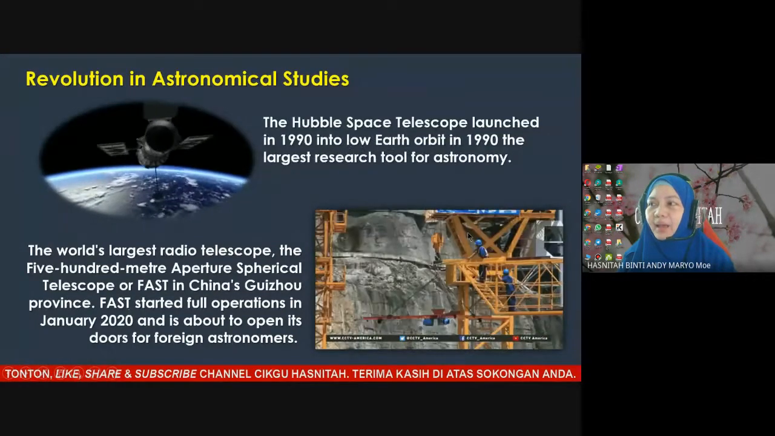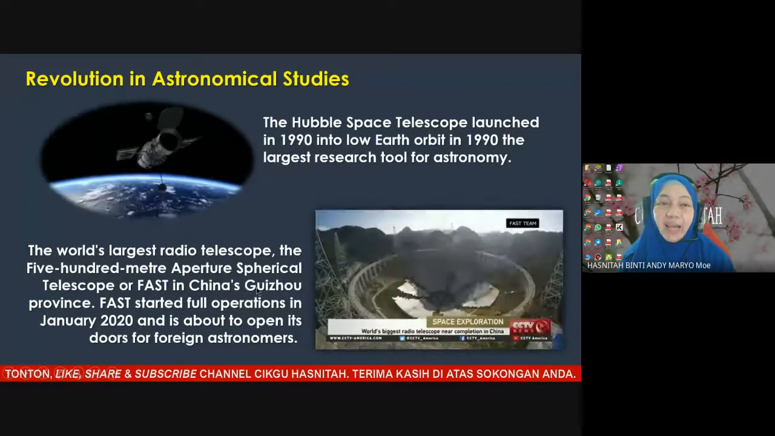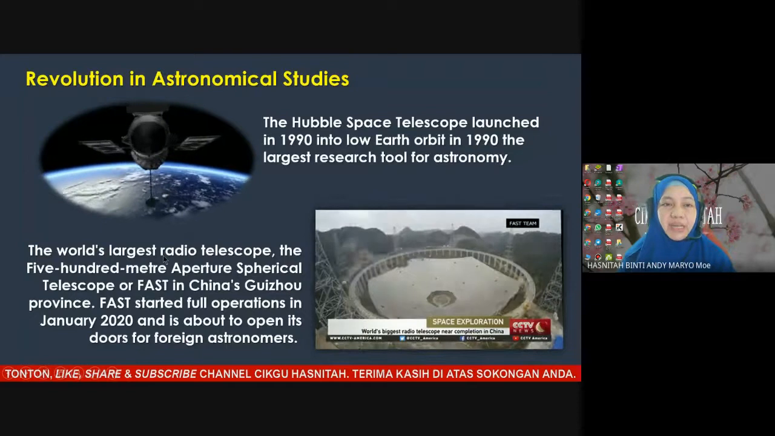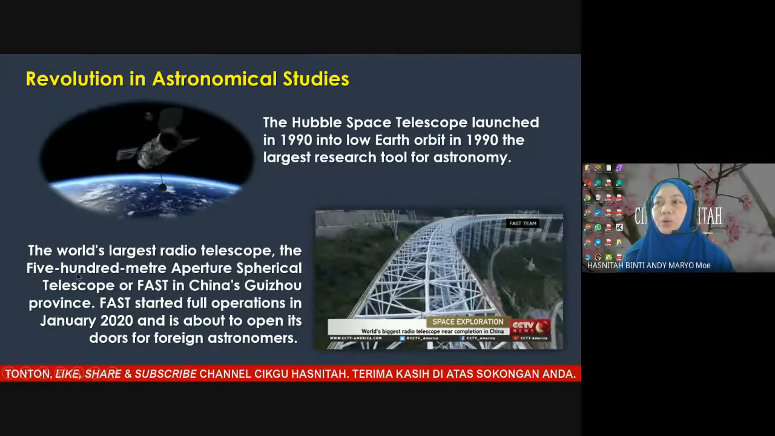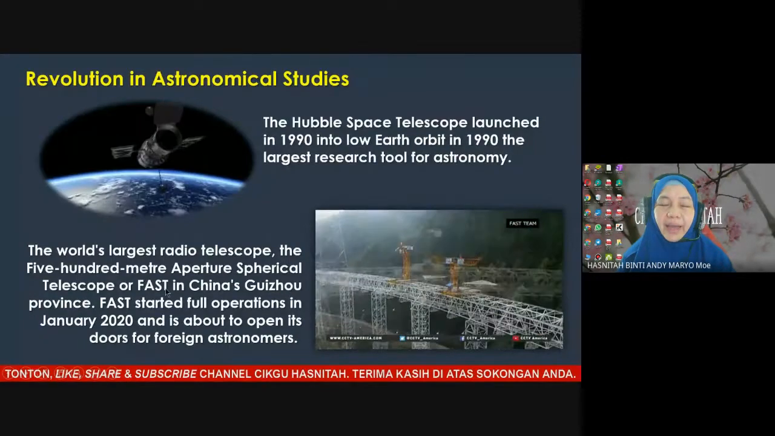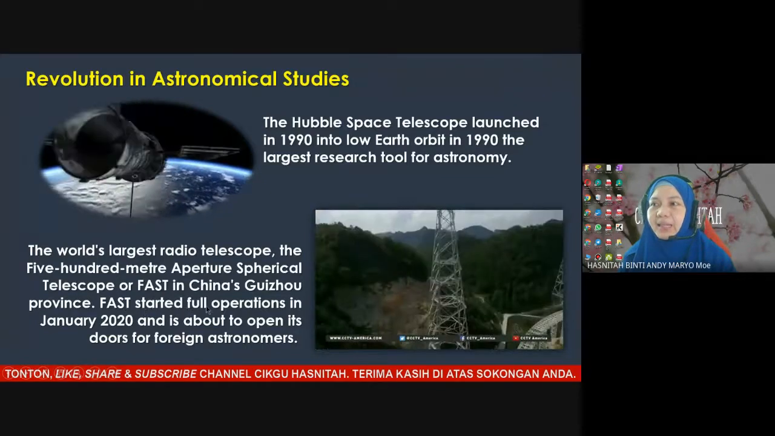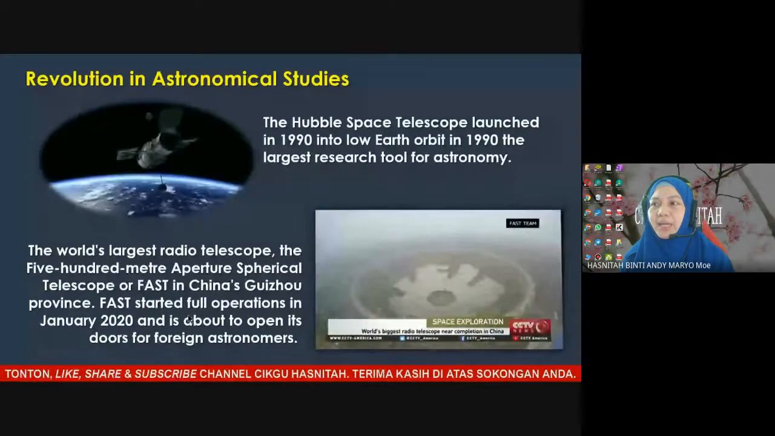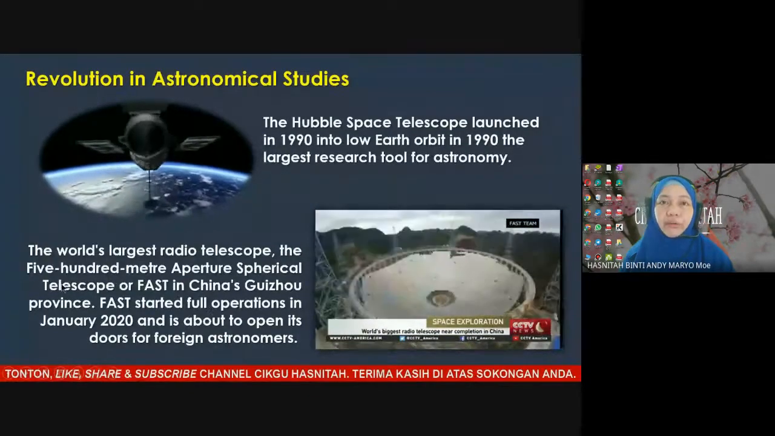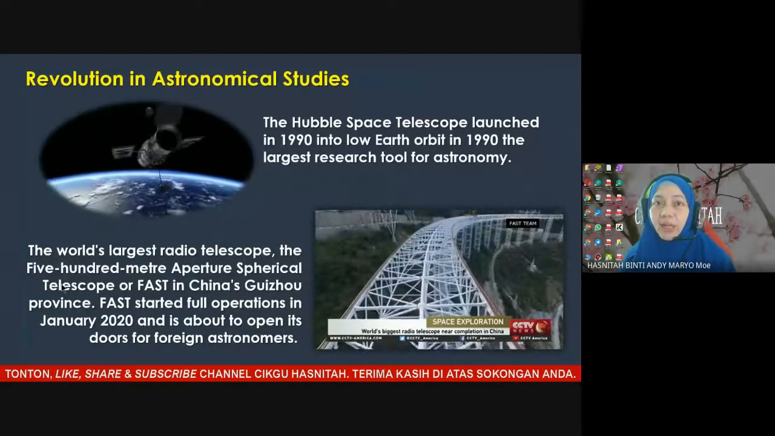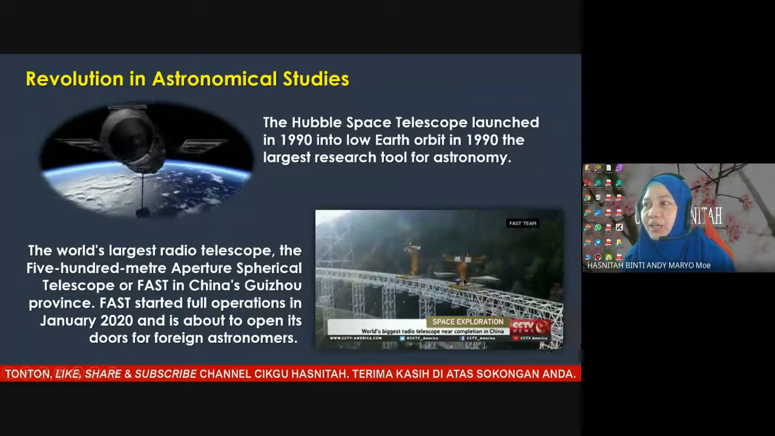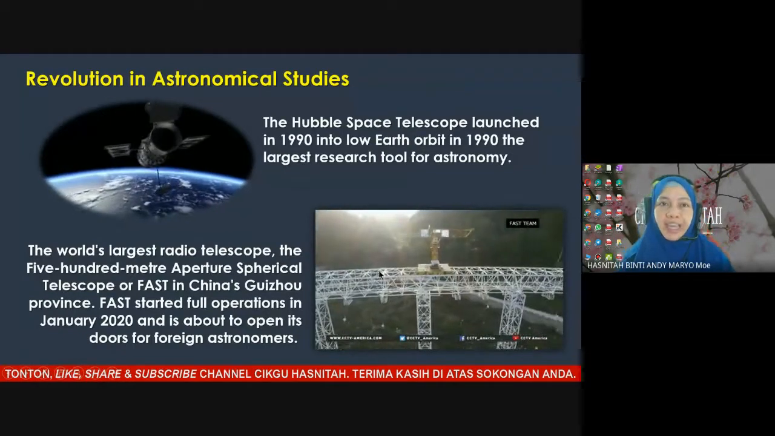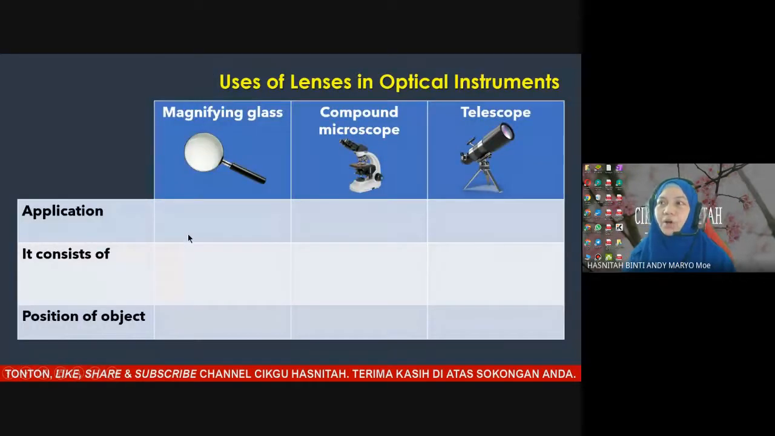And down here, this is what they built in China. This is the world's largest radio telescope. It is called the 500-meter Aperture Spherical Telescope, or FAST, in China. It started full operation only on January 2020, about 2 years ago, and it's about to open the door to foreign astronomers around the world. So this is the construction of this radio telescope in China. All right.